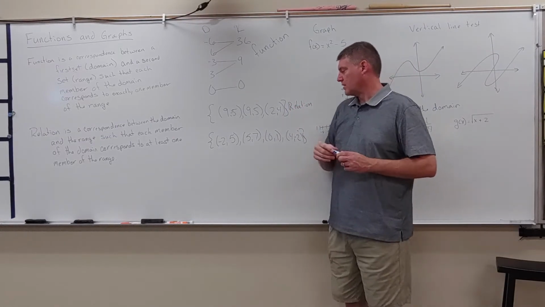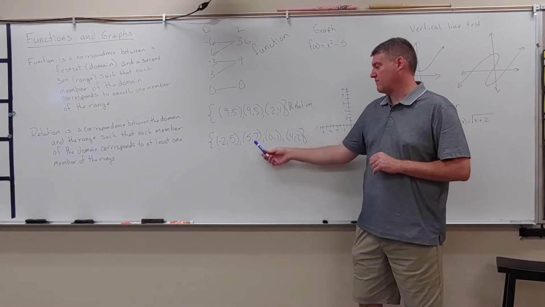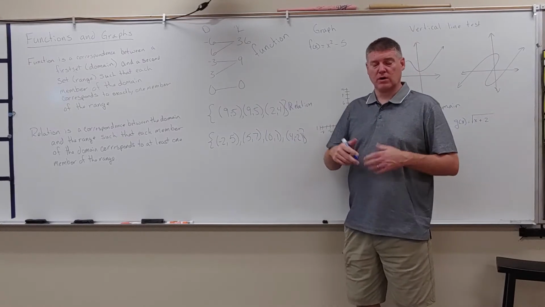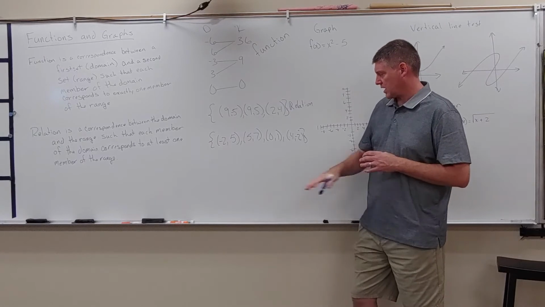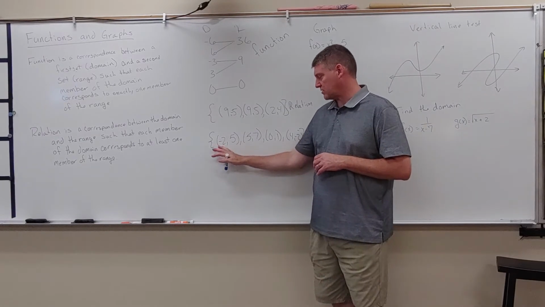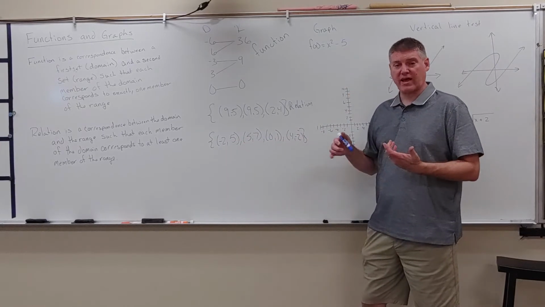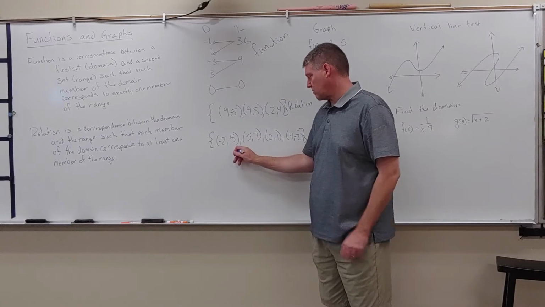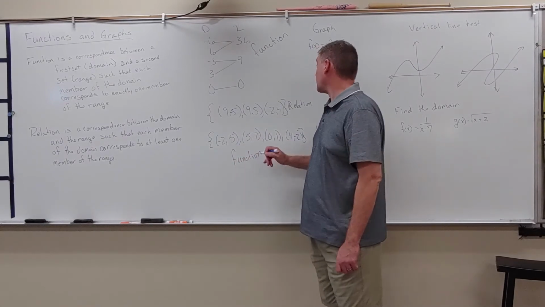Okay? The last one here is the coordinates (-2, 5), (5, 7), (0, 1), and (4, -2). I look to see if there's any x that's going to 2 different y coordinates. Now I have 4 different x's. It doesn't really matter where they're going because they're all different. They're only going to one spot. So this is a function.